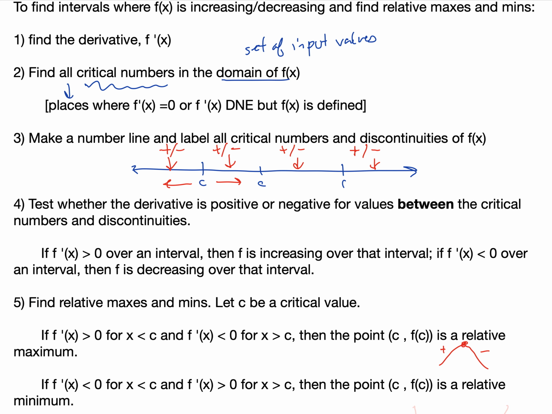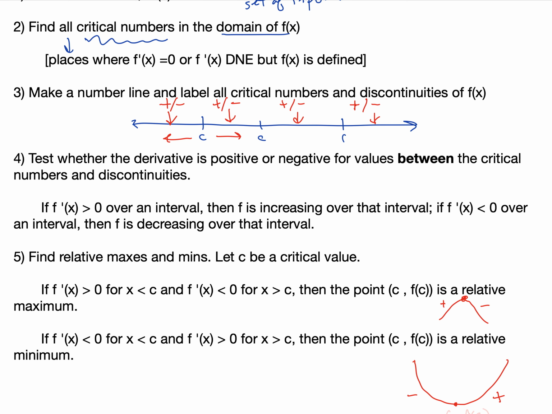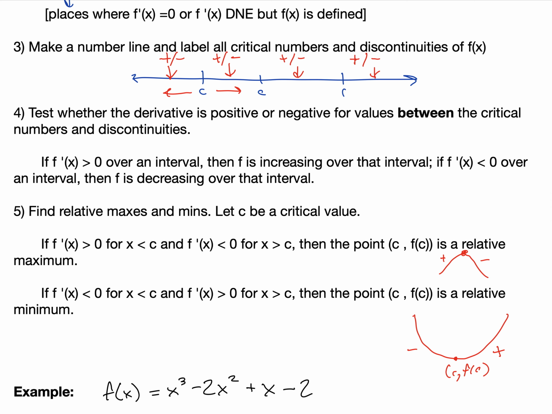If f prime of x is less than 0 for x less than c, so negative derivative, negative slope, and then greater than 0 after the point c, positive derivative, positive slope, then that point c, f of c, is a relative minimum. So let's do an example.